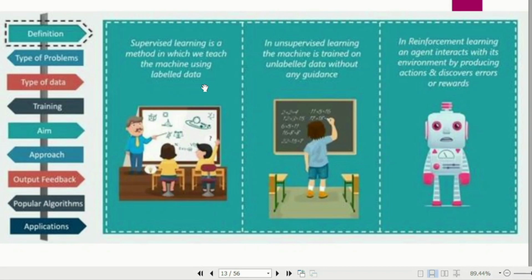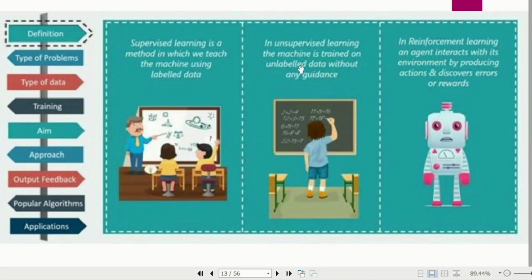At school, the teacher guides us and teaches us. Similarly, in machine learning, our machine learns by being fed labeled data and explicitly being told that this is the input and this is how the output must look. The teacher in this case is the training data.